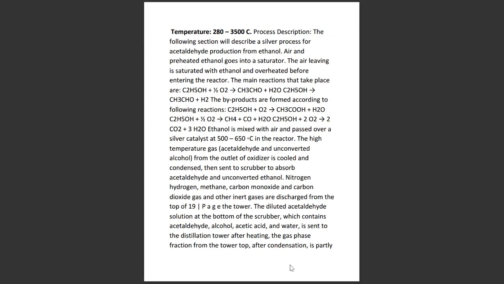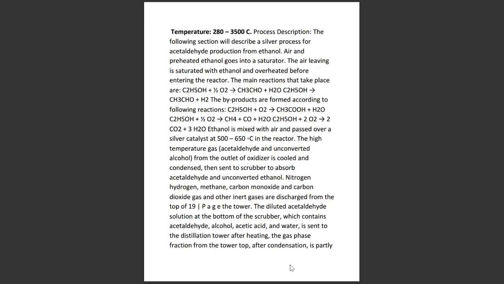The following section will describe a silver process for acetaldehyde production from ethanol. Air and preheated ethanol go into a saturator. The air leaving is saturated with ethanol and heated before entering the reactor. The main reaction takes place and the byproducts are formed according to the reaction. Ethanol is mixed with air and passed over a silver catalyst at 560 degrees Celsius in the reactor.